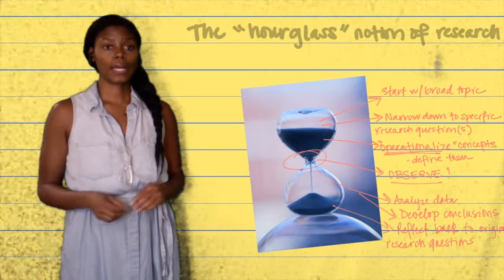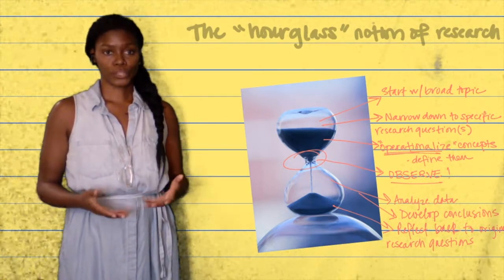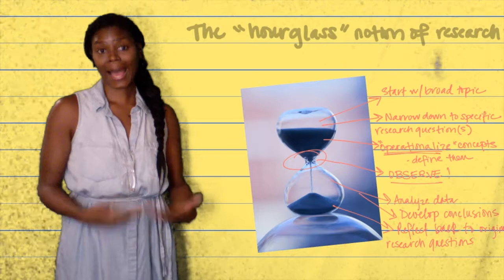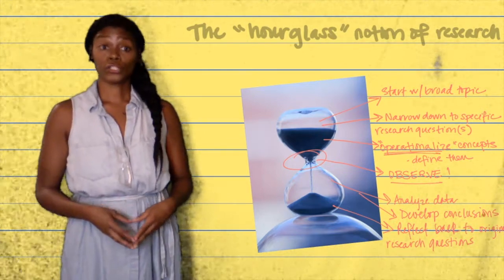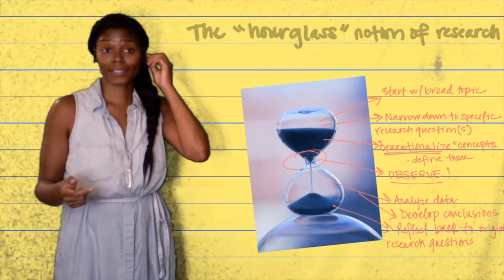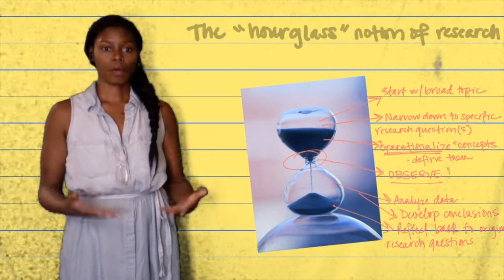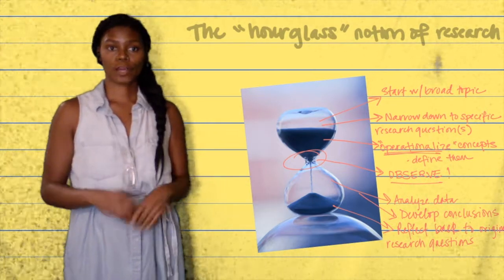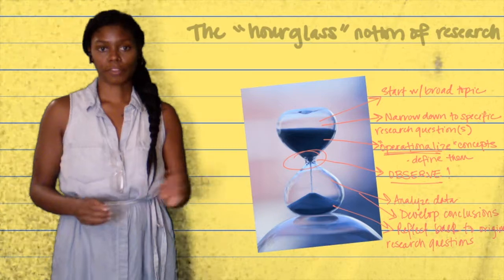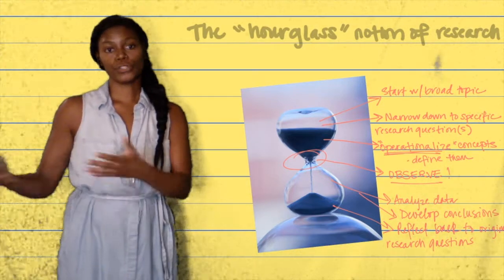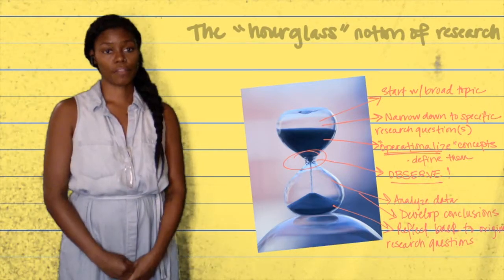For example, if you were going to do an experiment about how people help one another, you would want to operationalize that concept, help. Is helping opening a door for someone? Is it picking up something that they've dropped? How are you defining it for the purposes of this project?